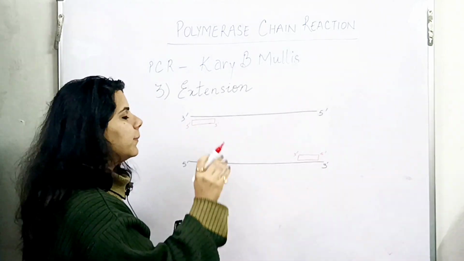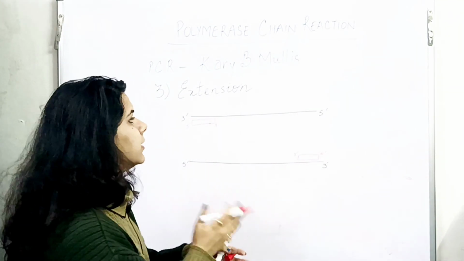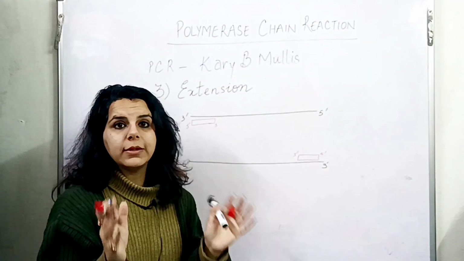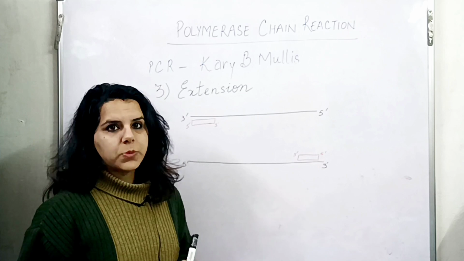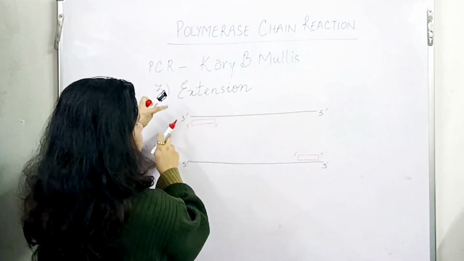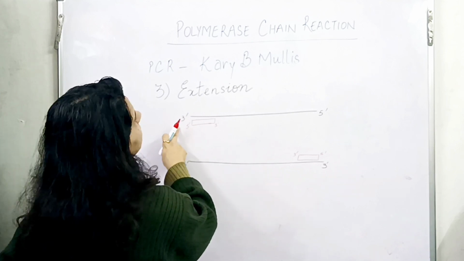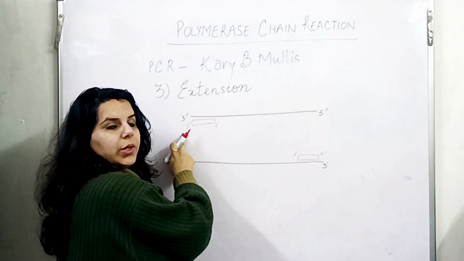In the previous step, when we were talking about hybridization or primer annealing, the primers have already been attached to the separated DNA strands. Now this parent DNA strand has its 3' end over here, and this RNA primer has its 5' end over here.